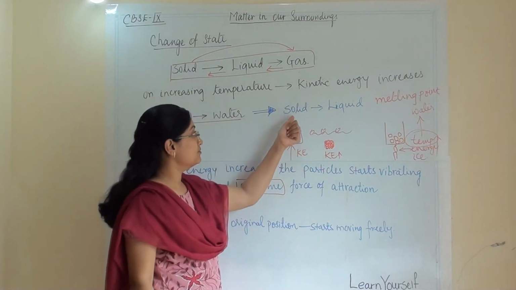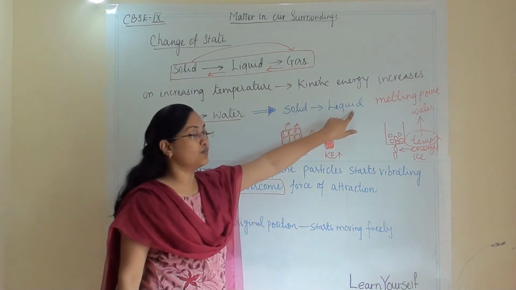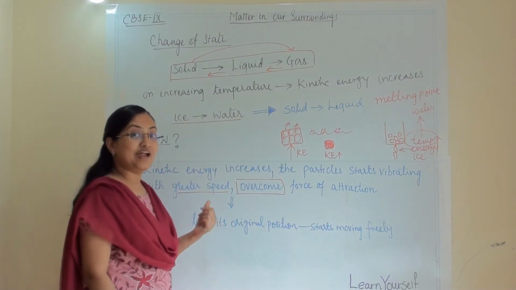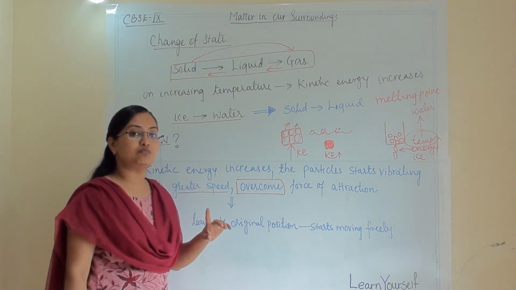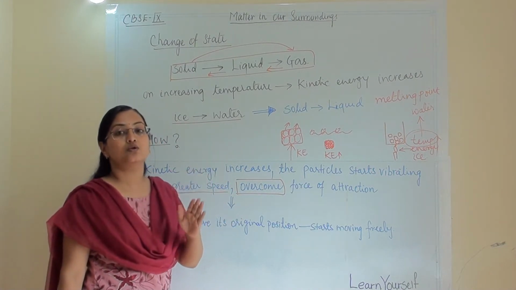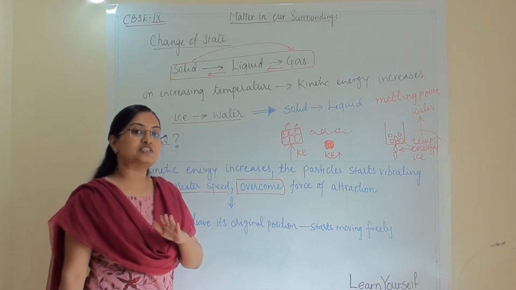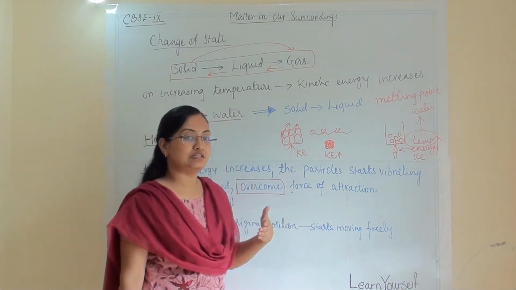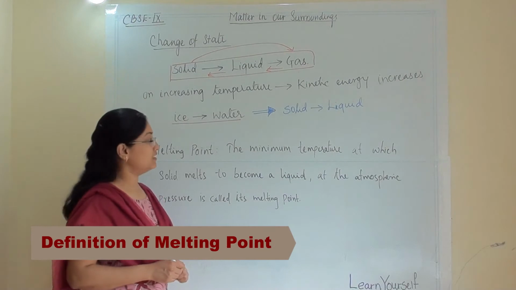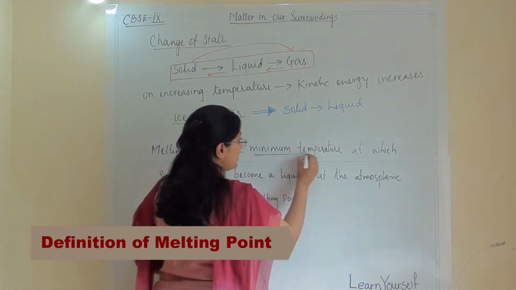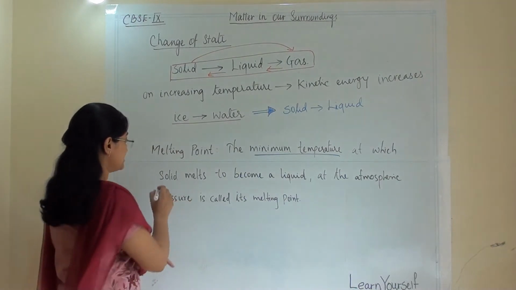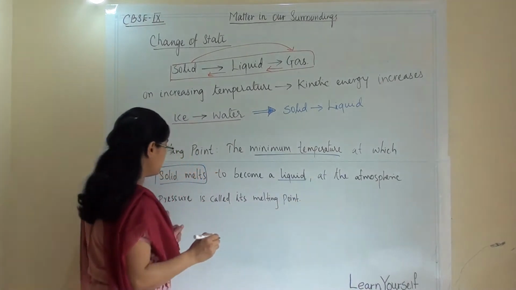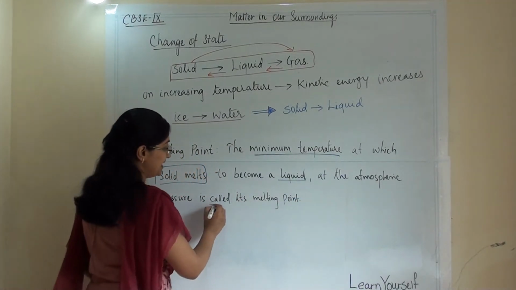Why melting point? Because at this point solid is converting into liquid. So what will be the definition of melting point? The minimum temperature at which the solid will start converting into liquid at fixed atmospheric pressure is known as melting point. That definition we will see in detail. So this is the definition of melting point: the minimum temperature at which a solid melts to become a liquid at the atmospheric pressure is called its melting point.